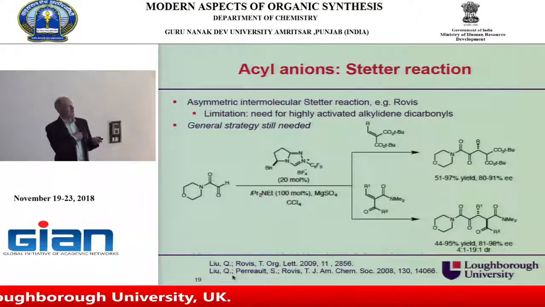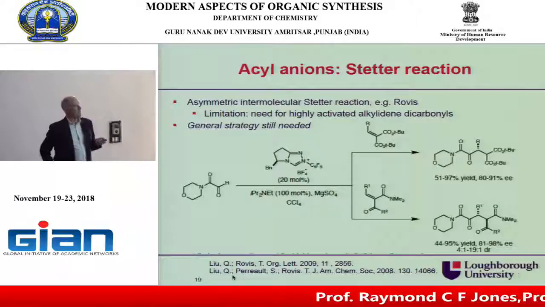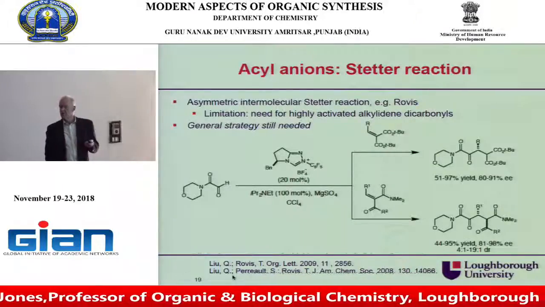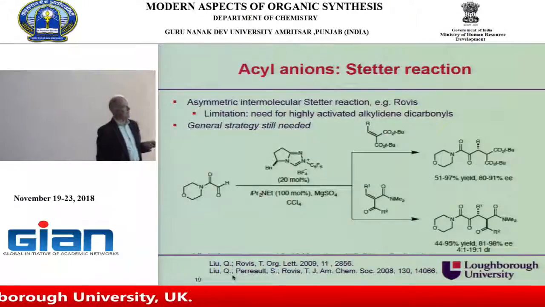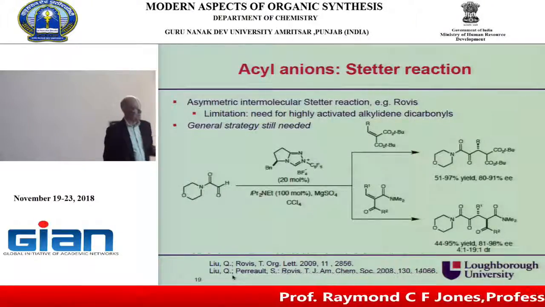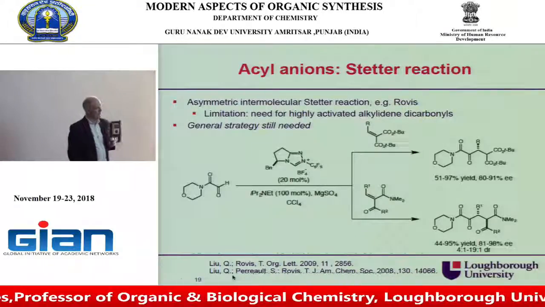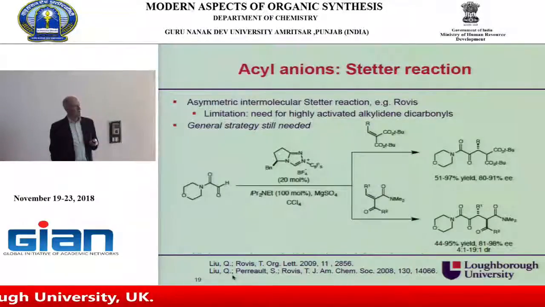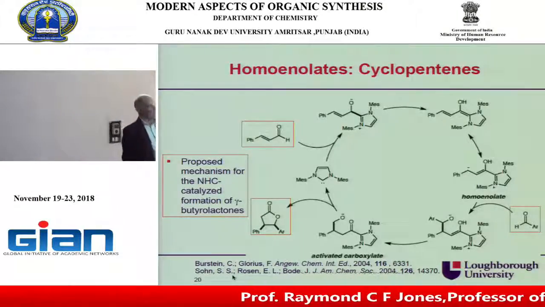Now this particular version was introduced by Rovis not so long ago, maybe 10 years ago. It did actually need these very highly activated double bonds with two withdrawing groups to make them electrophilic enough at the beta positions to react with the nucleophilic species generated from the NHC and this aldehyde. I haven't found one that's a little more general than that, but there may be one lurking out there in the last decade. I didn't find it though. Now those are two examples of the acyl anion reactivity.